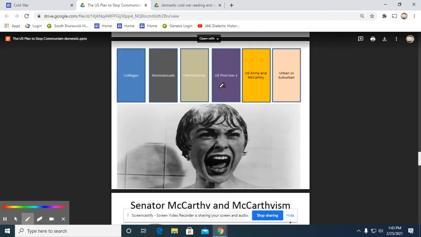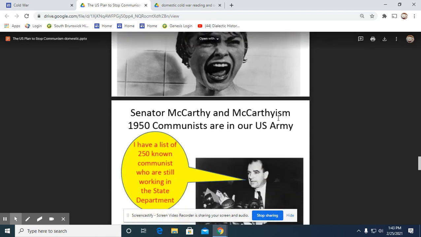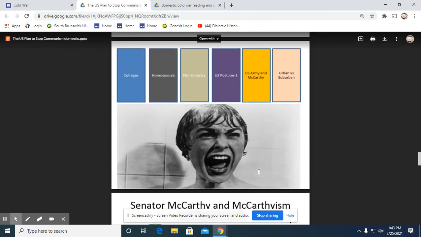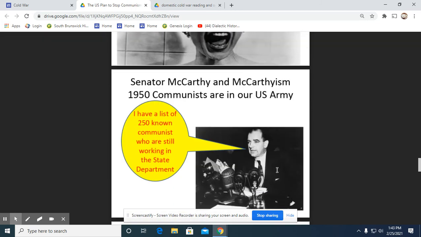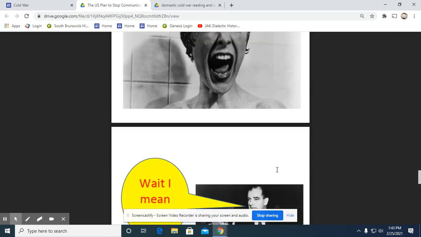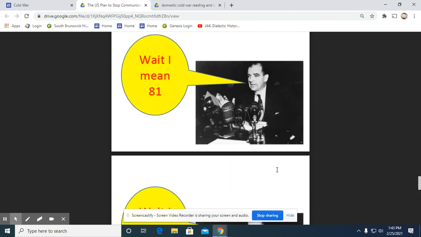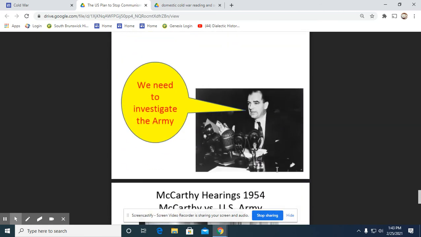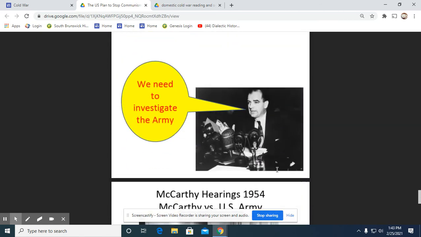So what you need to put down is Joe 1. You can put the Rosenbergs here, and you definitely want to know what Joe 1 is. I'll treat it like a definition. So Senator McCarthy. He claims he has a list of communists, and people start to panic. Then the list starts to narrow down to 57. Then he starts arguing that we need to investigate the Army.